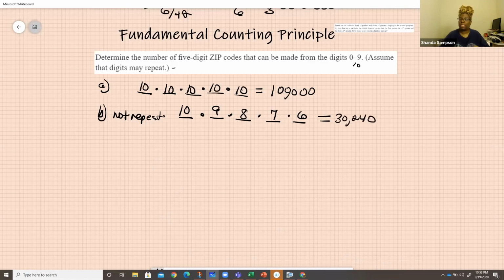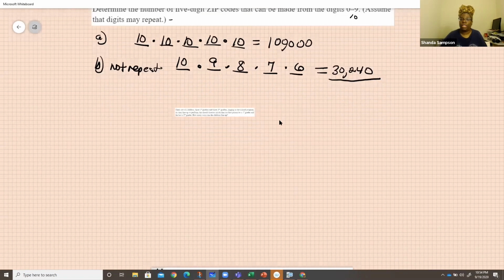Look at the difference. We'll talk about this in the next section when we talk about permutations and combinations. Look at how low this is when you don't repeat, when the order matters. This is 100,000, and this is 30,240. A big difference between the combinations you can have. Again, that's coming up in the next lecture. So let's do this second example and hopefully call it a day.